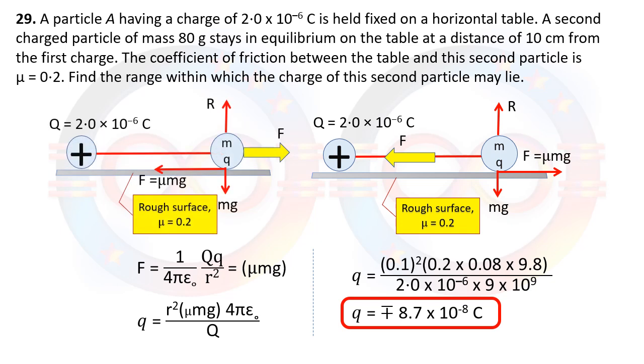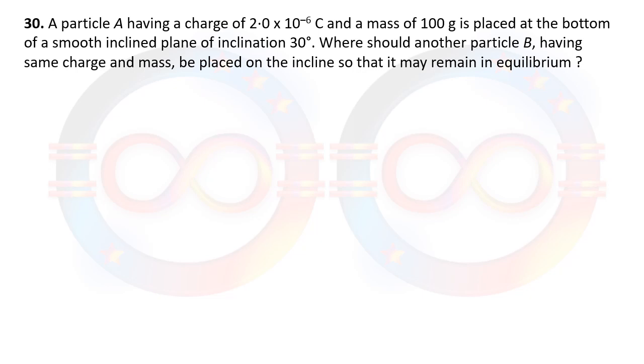You can see what I said. If the charge is going to have a different value, suppose it is positive, the previous one is positive, the repulsive force will be away, and then friction will be in the opposite direction, because it is self-adjusting in nature. So that possibility is there. It may be positive 8.7 into 10 raised to minus 8 coulomb, or negative 8.7 into 10 raised to minus 8 coulomb. Now, the last question of this particular video.